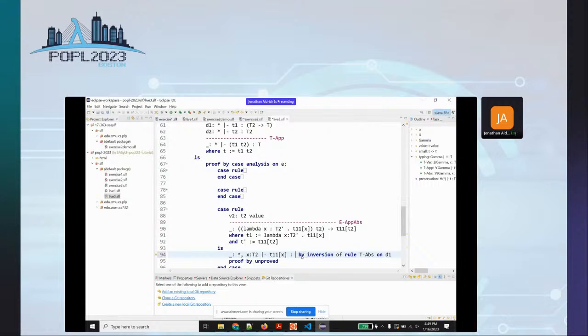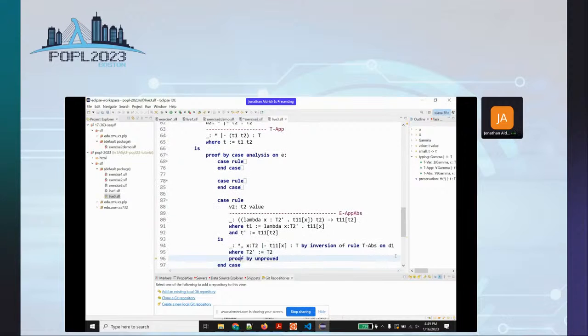Yeah. So let's see what we get here. We get a little warning that says missing where clause. Because this forces the two things to be the same, this inversion. So now we have the fact that the body of the function has type T, and we have that the argument has type T2. So how do we get the result?